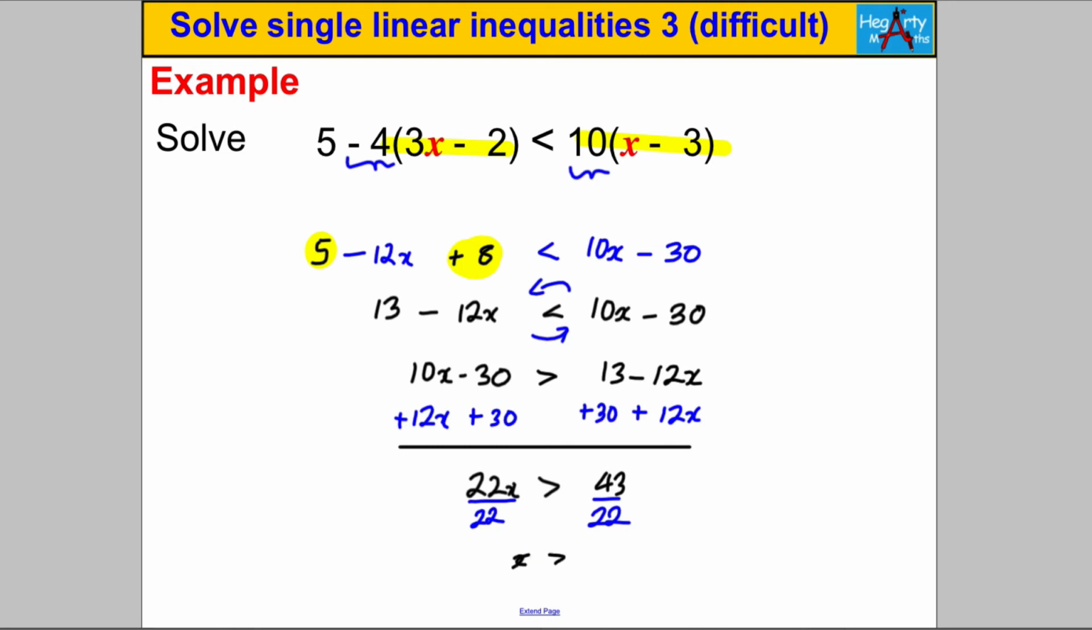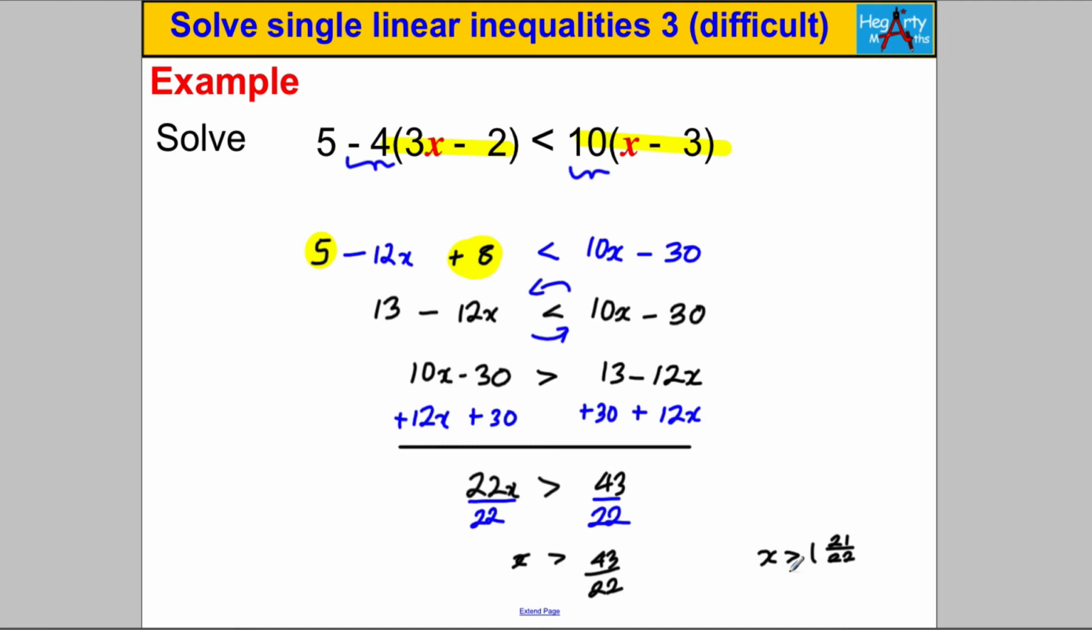X is strictly bigger than 43 over 22. I can't simplify that any further, so I can leave my answer as an improper fraction. I could, if you were told to, also write it as a mixed number, and I could say x is bigger than 22 goes into 43 exactly one time, and it's got leftover 21, so it'd be 21 out of 22. X is strictly bigger than 1 and 21 over 22. And there you go, we've done a really complex problem.